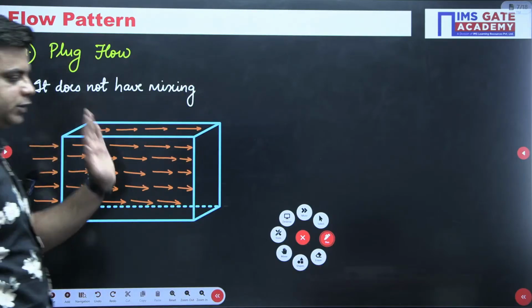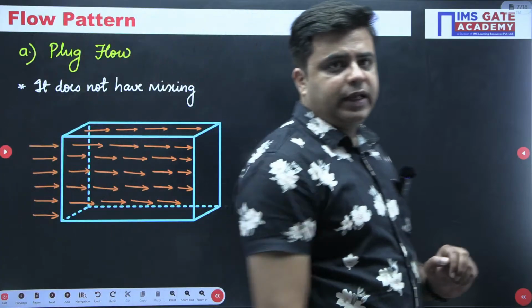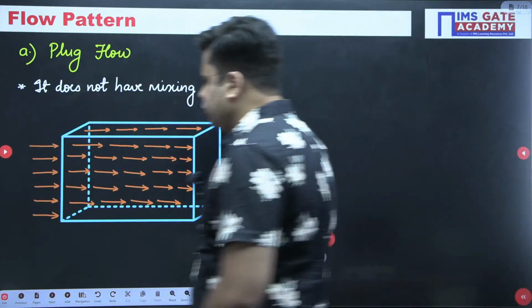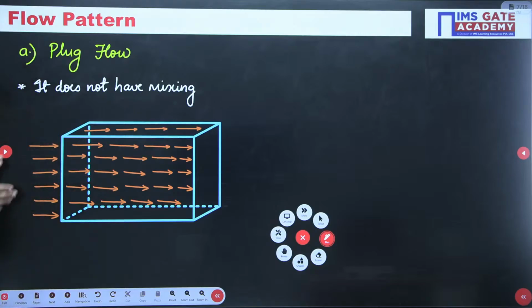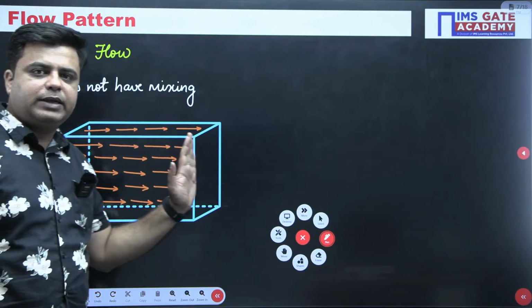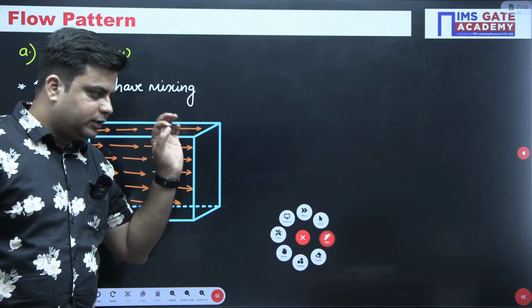The first property about plug flow is it does not have mixing. If you just allow the water to enter into the aeration tank, the water will flow like this without any mixing.